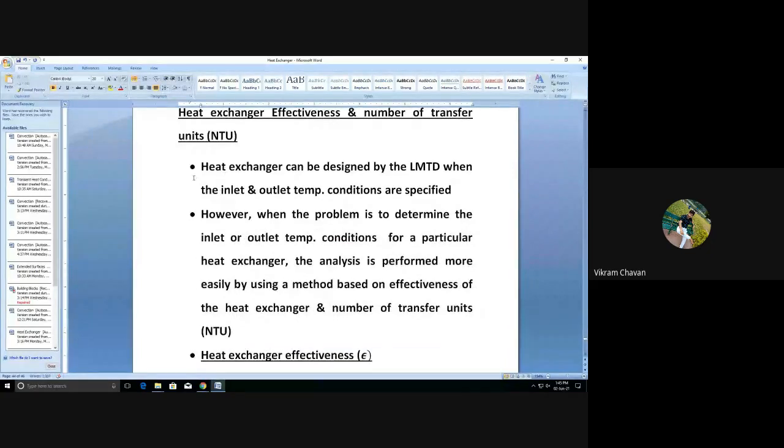The first point, you can write: heat exchanger can be designed by the LMTD, that is logarithmic mean temperature difference, when the inlet and outlet temperature conditions are specified. Full stop.